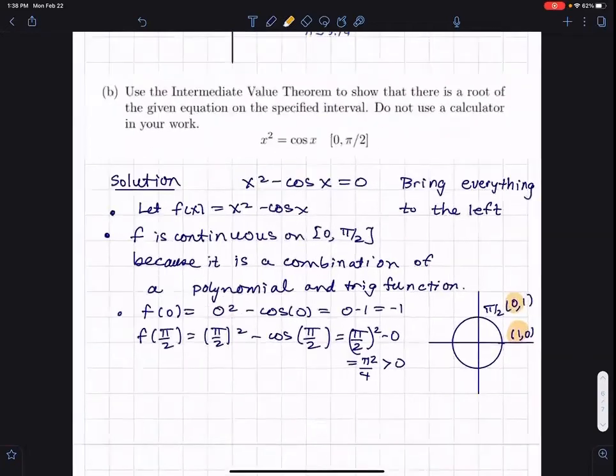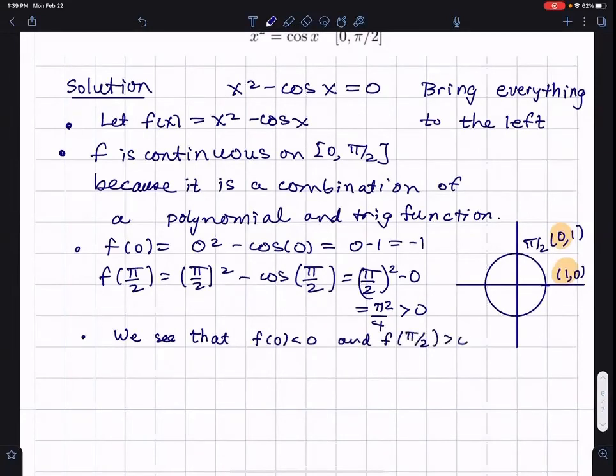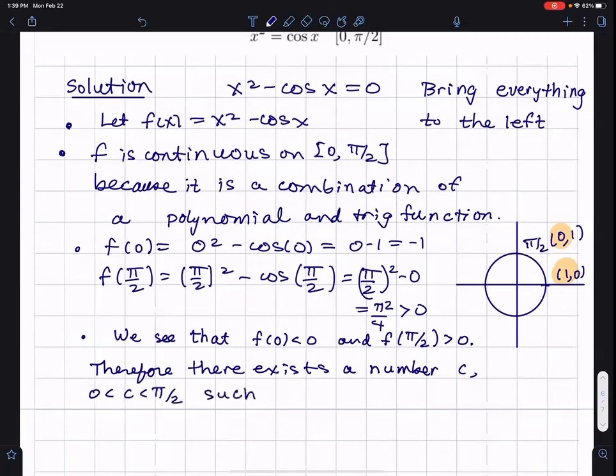Okay, pi over 2, we have 0, 1, and cosine is the x coordinate. I mean, it's sort of squished in there, but let's do our best here. Okay, we see that f of 0 is less than 0, and f of pi over 2 is greater than 0. Therefore, there exists a number c. C is between 0 and pi over 2. C is going to be an x value such that f of c is equal to 0.